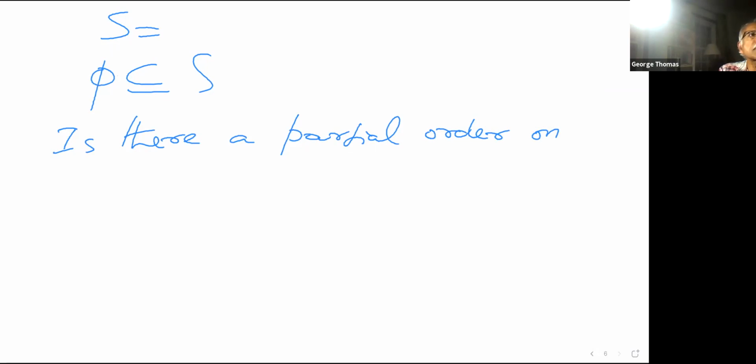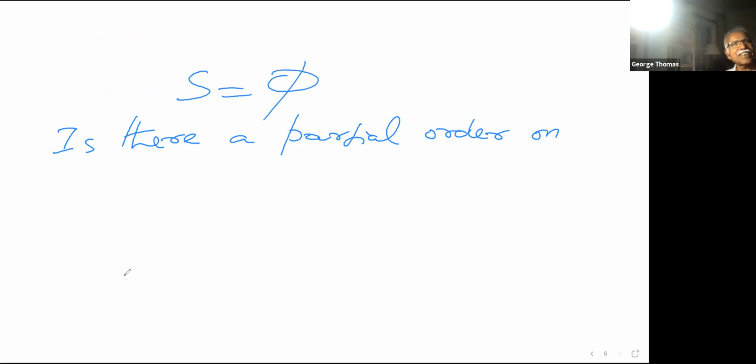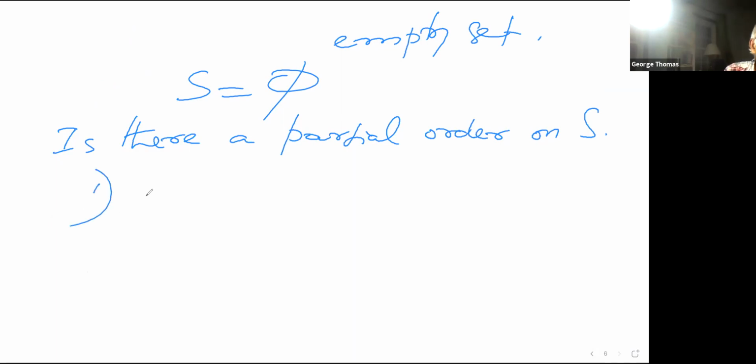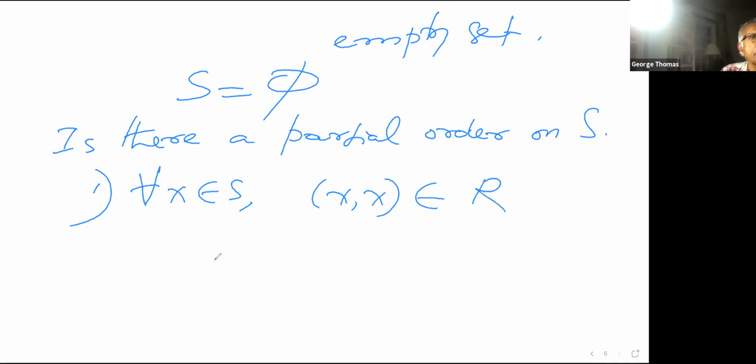Now, let me do it another way. Suppose we take S as the empty set. S is the empty set now. There's nothing in it. Is there a partial order on S? Let's check reflexive. For all X in S, X in the relation. Is there a partial order R on S?